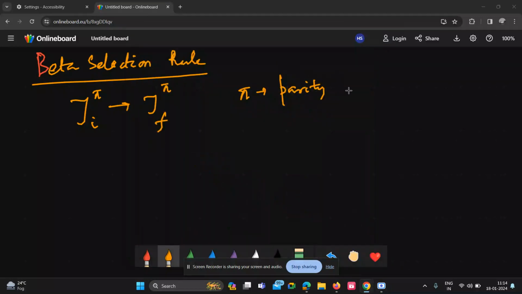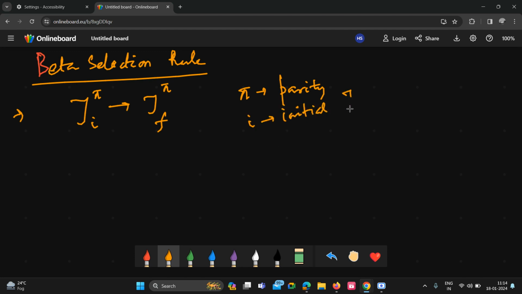Hello everyone. In this video, I'll be discussing the beta selection rule. The equation will be written something like this: Ji π gives rise to Jf π, where π is parity, Ji means the initial J value and Jf is the final J value.